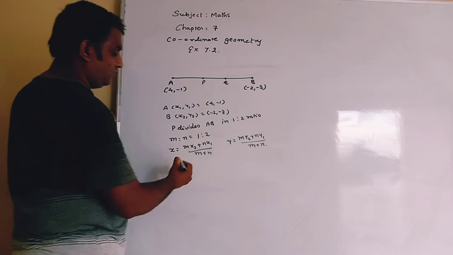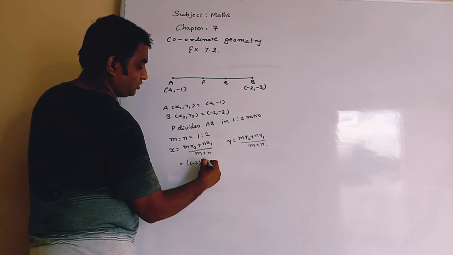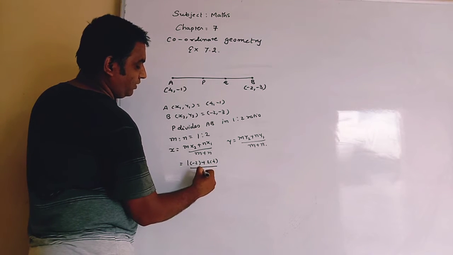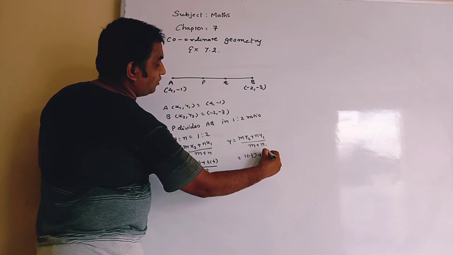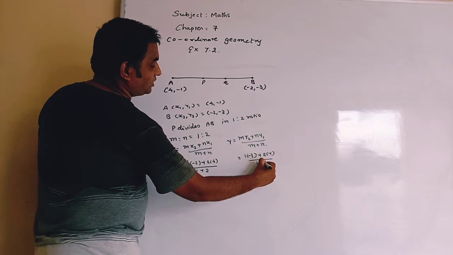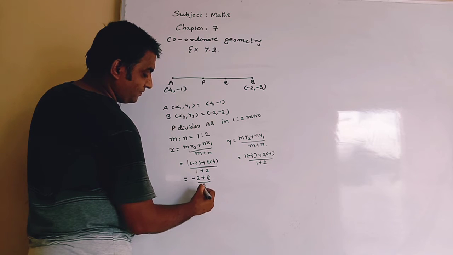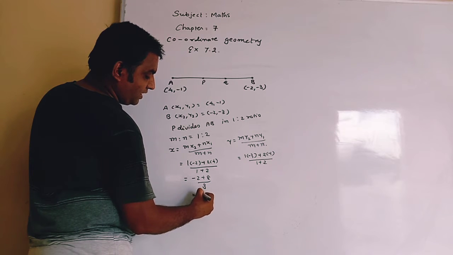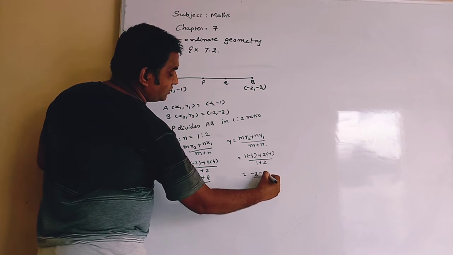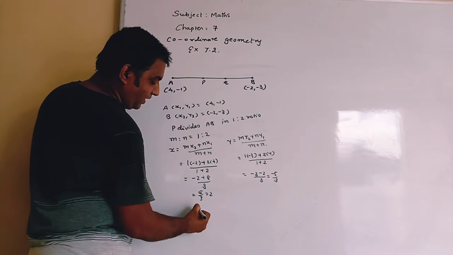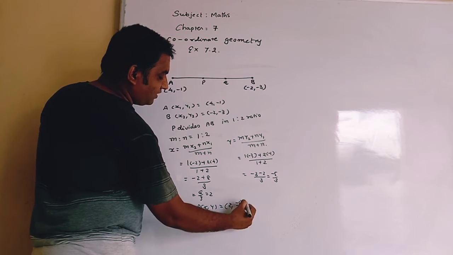So we substitute the values. So 1 into -2 plus 2 into 4, by 1 plus 2, here 1 into -3 plus 2 into -1, by 1 plus 2. So here -2 plus 8 by 3, so 6 by 3, which is 2, and here -3 -2 by 3, so -5 by 3, and so P (x, y) equals 2, -5 by 3.